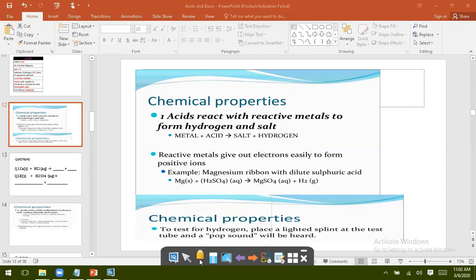Properties of acids. It is mainly to do with reactions, so you pay attention.